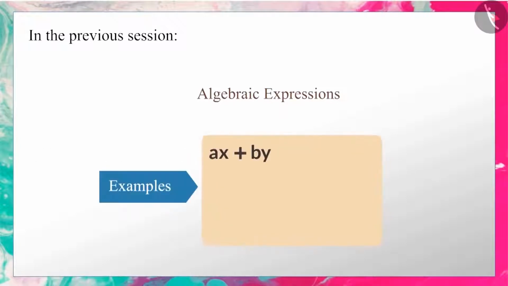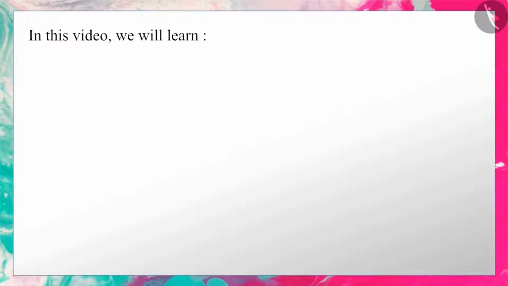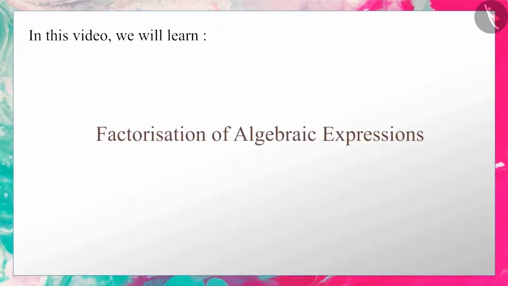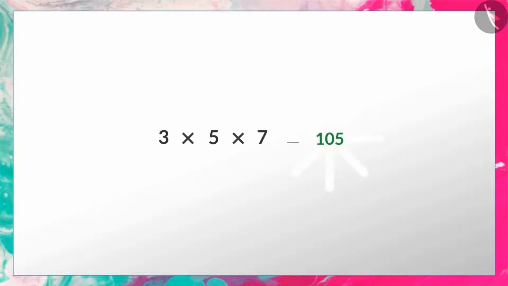In the previous session, you learned about algebraic expressions. In this video, we will learn about their factorization. Can you tell what will be the product of the numbers 3, 5, 7? Yes, their product will be 105.